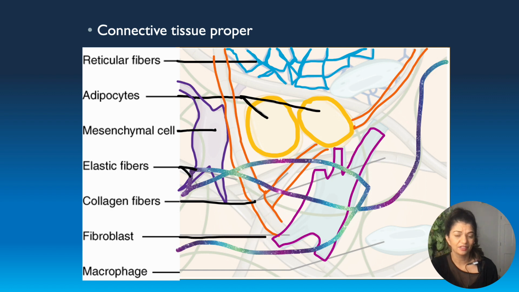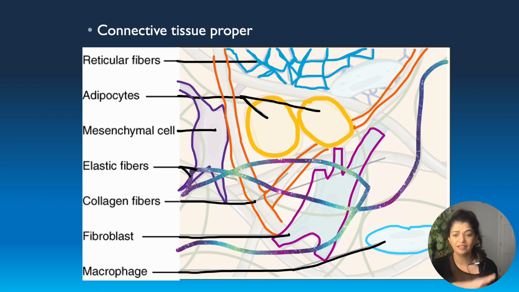So, sorry, that was fibroblasts. I forgot to click on that. And then we've got macrophages. And these basically are going to respond to injury and infection and are therefore very important to have in connective tissue proper extracellular matrix. And there you have it. That's sort of a visual depiction of what's in connective tissue proper.